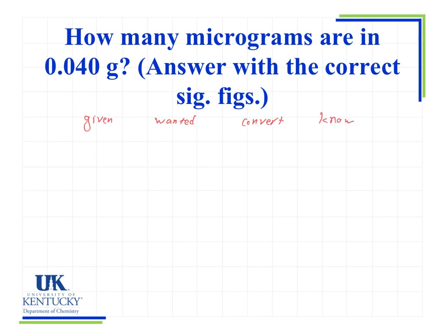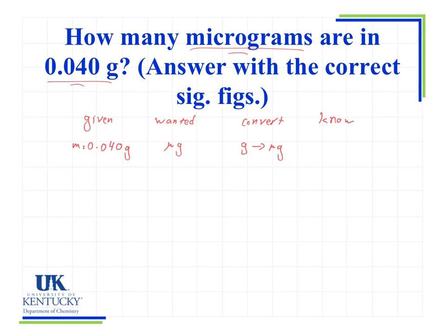Okay, so the given is always the data that you see in the question. What information does the question give? Okay, so we have this data in the question, so the mass is 0.040 gram. Okay, what does the question want? Okay, it says how many micrograms, so it's asking for microgram. Okay, and we show micro with this microgram. Okay, so what is the conversion? What do we want to convert? You want to convert gram to microgram.